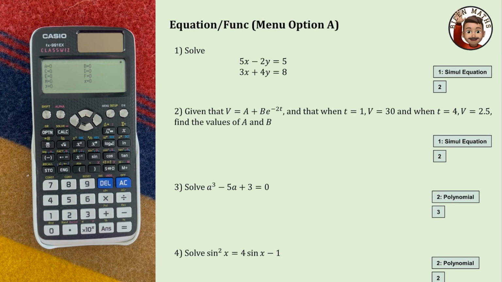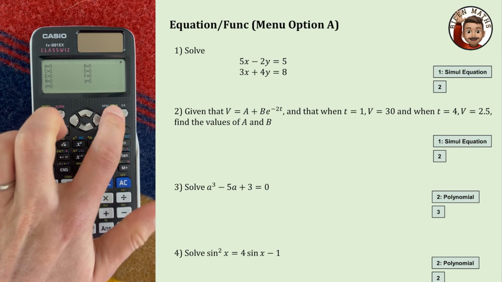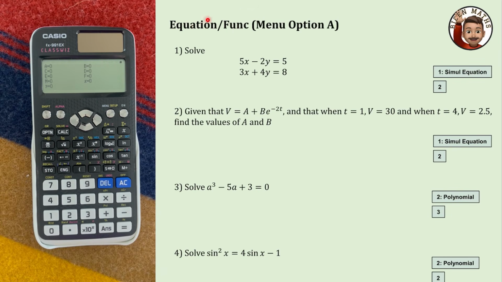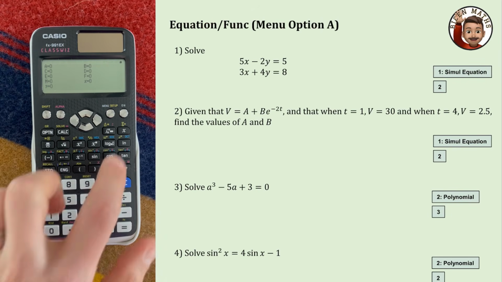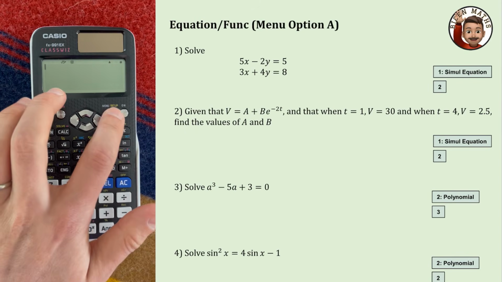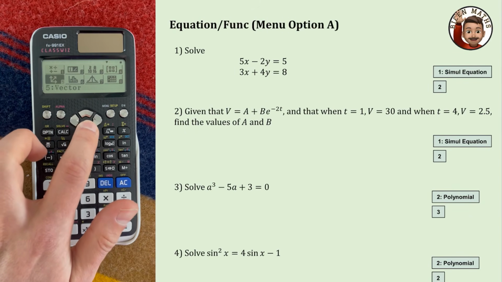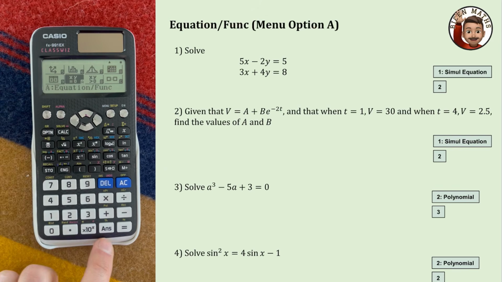Okay, only going to look at the next function of this one here. So let's go back to the menu, and this time we're going to look at equation and function, which is menu option A. So let's just go here, menu, and as we scroll through, you're going to see equation and function, and I'm going to press equals to get in here.